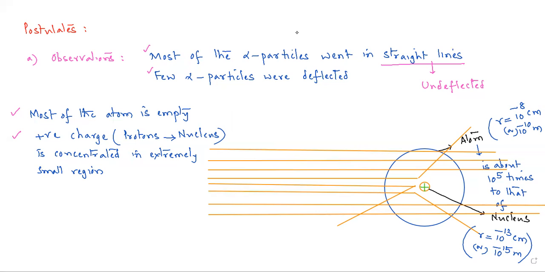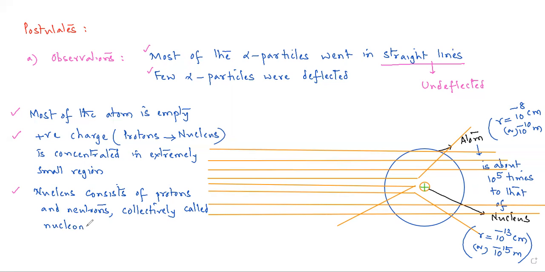Then about the nucleus. Nucleus consists of protons and the neutrons. Collectively called nucleon. Next.